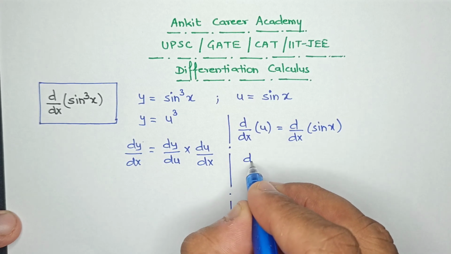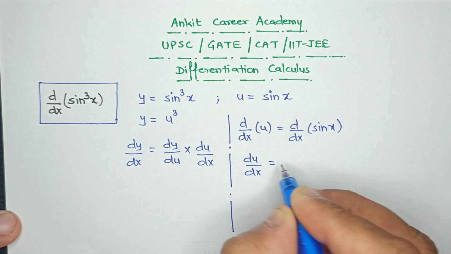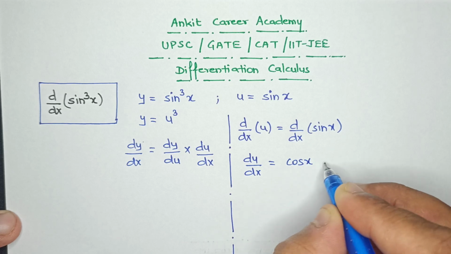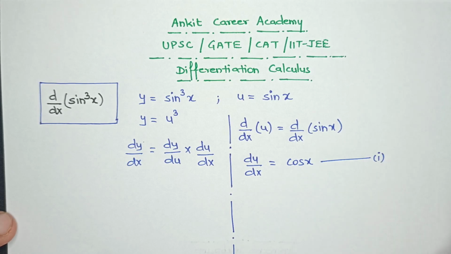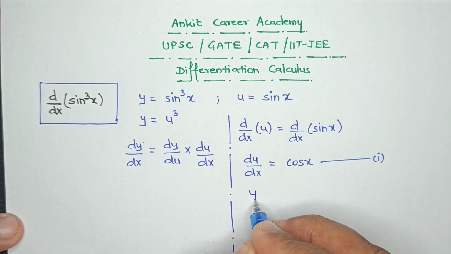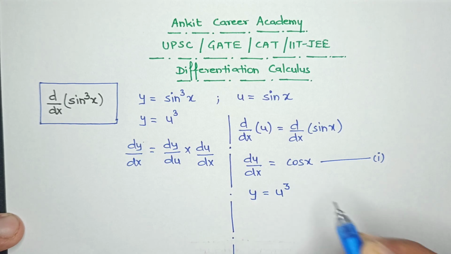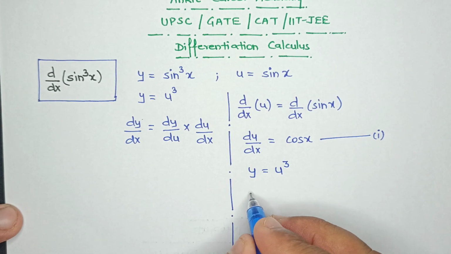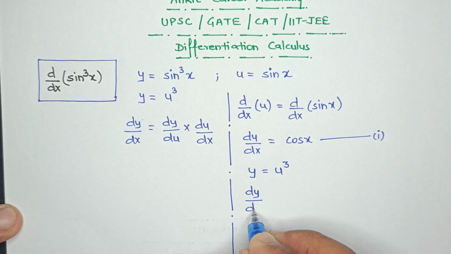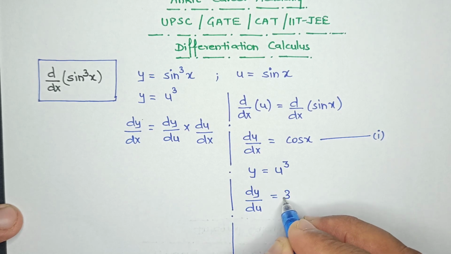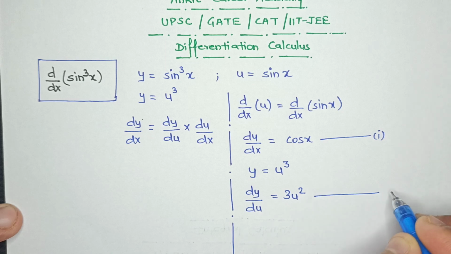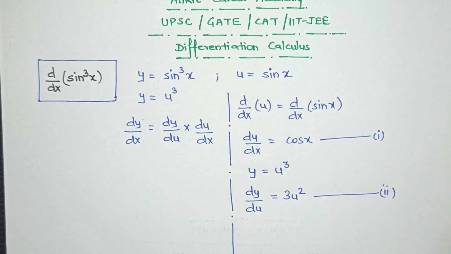Now let us calculate the value. So the value of du by dx is equal to cos of x. Let us say this is equation number 1. Now the value of y that we have is u raised to the power of 3. So if we calculate the value of dy by du, that comes out to be 3u square, and let us say this is equation number 2.